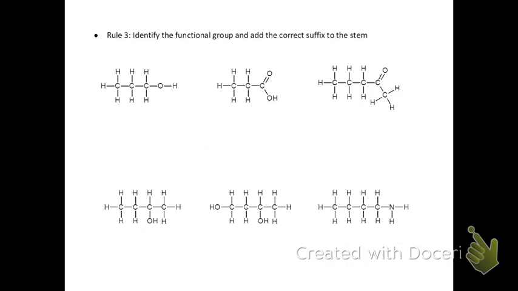Alright, so let's move on to rule number 3 now. Rule number 3 says identify the functional group and add the correct suffix to the stem. And we've kind of already been doing that, so in a way we've already talked about rule number 3. We've been practicing it. But let's work through these problems here and see if we can name them really quickly. The first one, you should recognize that it's an alcohol with the OH group. And it's on the terminal end, so we can start counting from the terminal end. Number of carbons: 1, 2, and then the last one's 3. So this should be propanol.